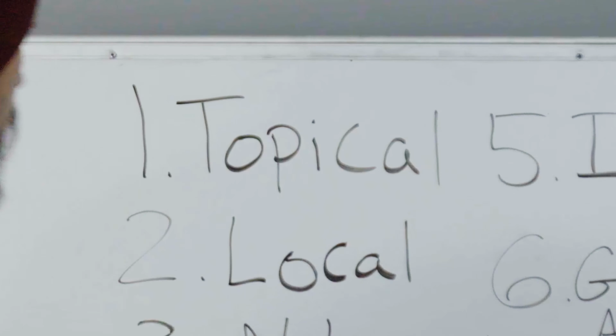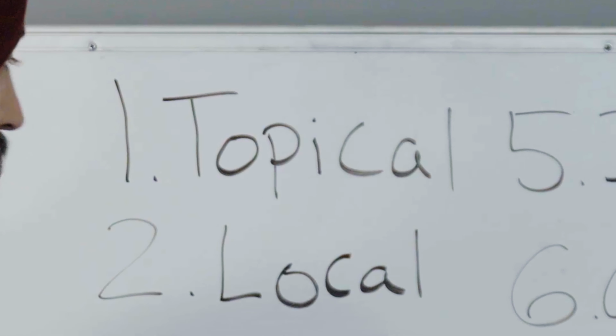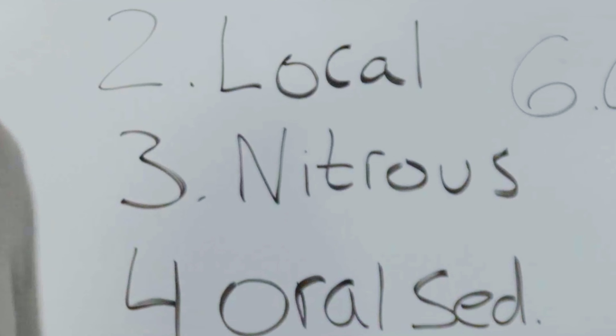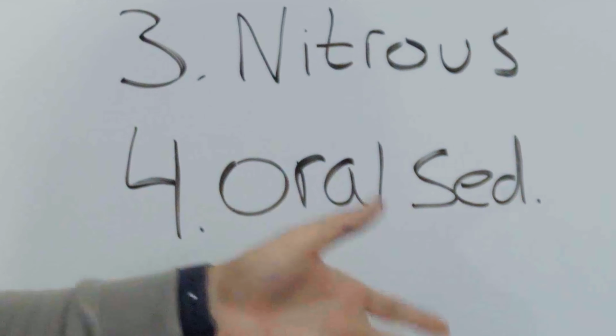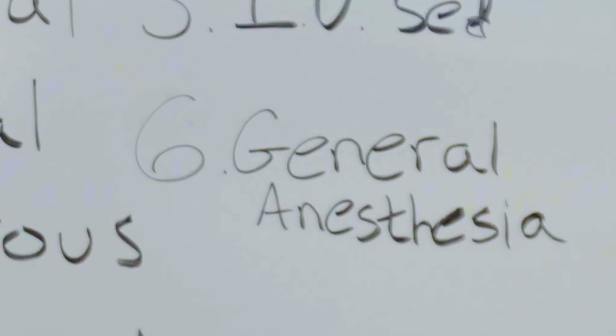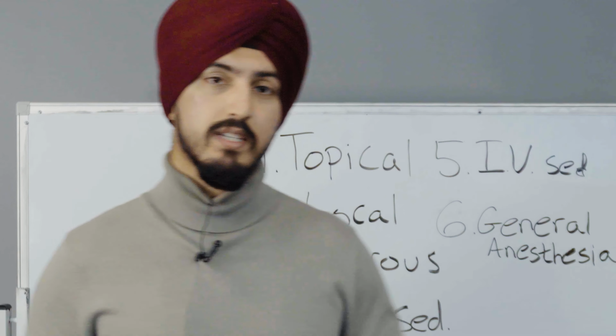So the 6 types are: number 1, topical anesthesia; number 2, local numbing; number 3, nitrous oxide; number 4, oral sedation; number 5, IV sedation; and number 6, general anesthesia. So let's start with number 1, which is topical numbing.